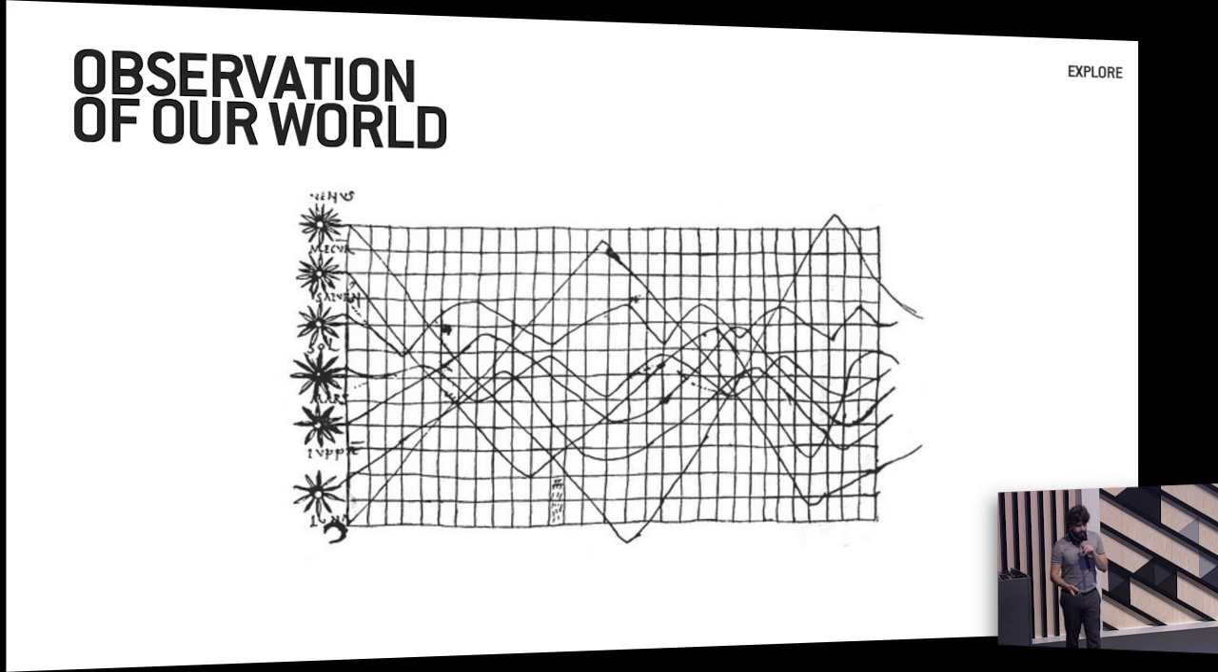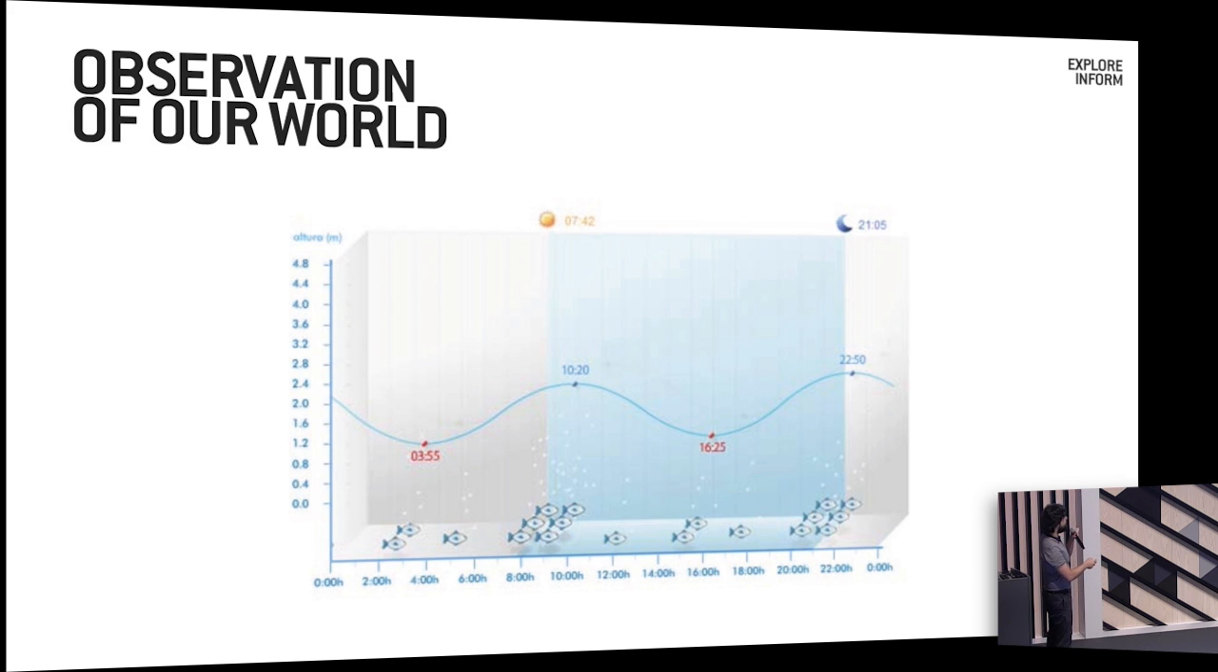If you go one step ahead, you have, for example, tide tables. You can use them to see if the level of the sea is high or low, so you can go surfing or fishing or whatever. So this is a visualization. You have the hours, you have the level of the sea, and you get a tide table. So you can use it to inform based on the data you have.